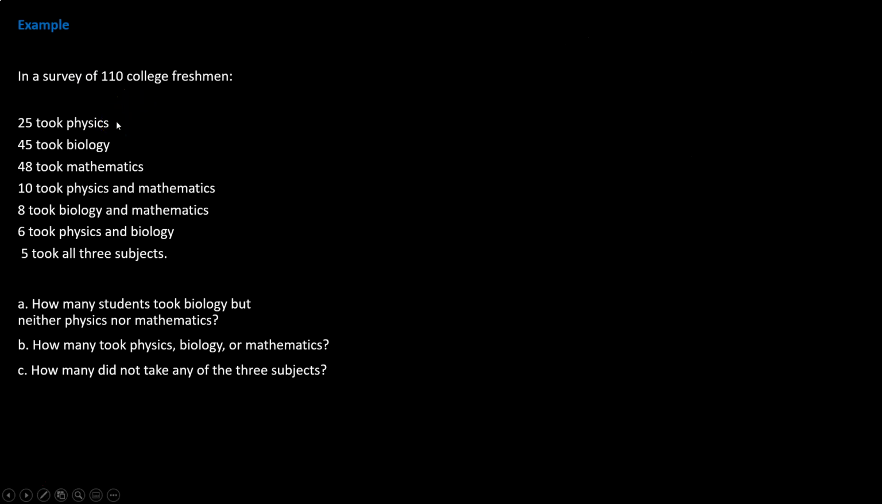Now the real power of Venn diagrams is that they can help us sort through lists of data to answer questions that are useful. For example, this problem talks about a survey of 110 college freshmen, and basically they just ask, are you taking physics? Are you taking biology? Are you taking mathematics? Are you taking physics and mathematics, biology and mathematics, physics and biology, or all three?